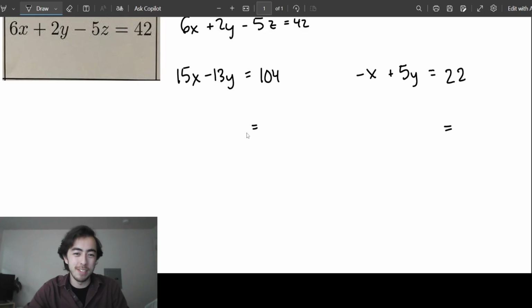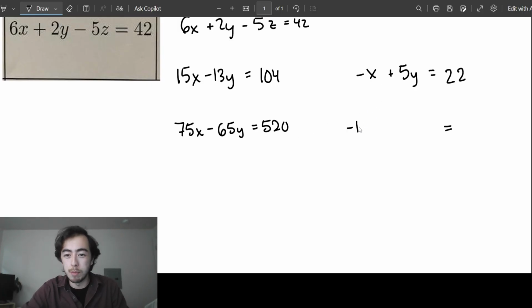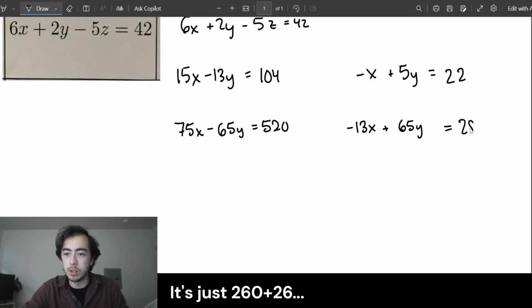So multiplying the left side by 5, we get 5 times 15. That's 75. I could have done that in my head, but I chose not to. This right here is going to be a minus 65y, and then multiplying this by 5 is 520. Okay. Multiplying this one by 13, we get minus 13x plus 65y, and I guess this is the one that I didn't really want to do. 22 times 13, 286. Cool.